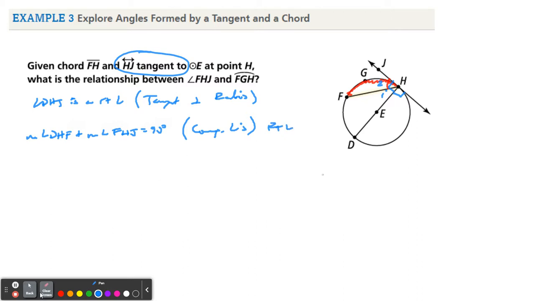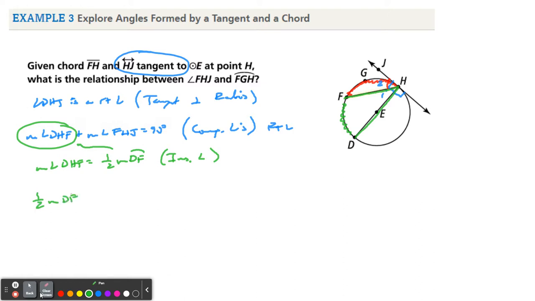Now, angle DHF, this angle right here, I'll do it in green, is an inscribed angle, right? H is on the circle, so it's an inscribed angle. Its arc is DF, so its measure is going to be half of DF. So we know the measure of angle DHF is going to be half the measure of arc DF, right? That's the inscribed angle theorem. And now we're going to take this out and replace it with this using substitution. So we have 1/2 the measure of arc DF plus the measure of angle FHJ equals 90. And that's just by substitution.